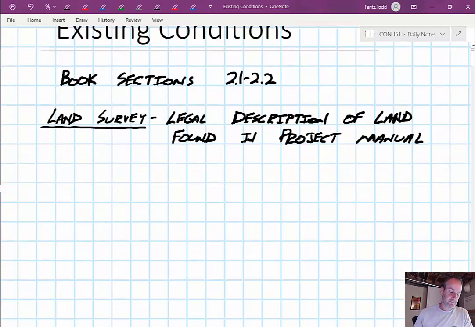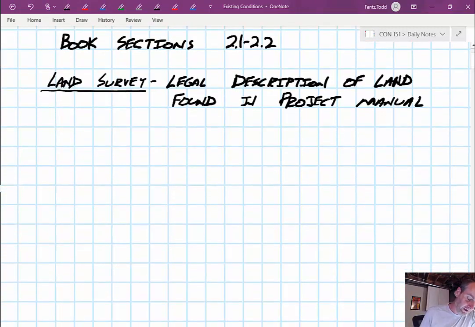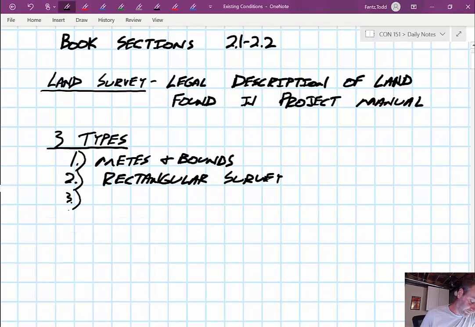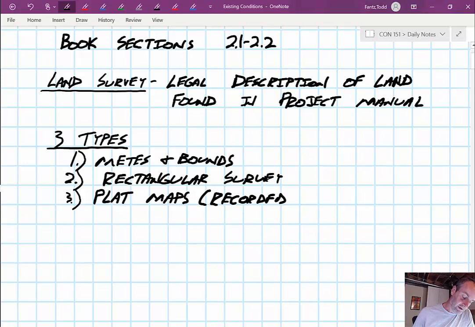When we talk about these land surveys, what we're going to discuss here are really three different types of surveys. The first being metes and bounds, the second a rectangular survey, and the last a plat, also called plat maps. We'll talk more about this in just a little bit, but these are already recorded. It's a recorded map of layout, property lines, things like that, on file at some location.